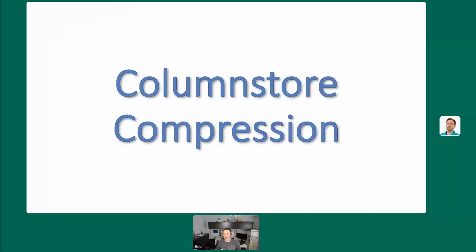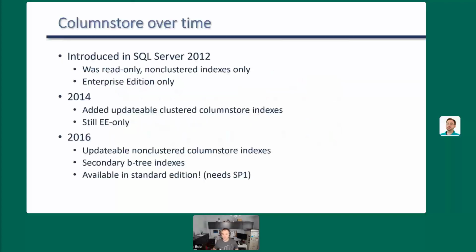Let's talk about the newer hotness than row and page compression, right? I still love row and page compression, but we need to talk about some column store too. Column store has, of course, changed a lot over the years. It was introduced in SQL Server 2012. At that point, it was for non-clustered indexes only, and it was read only, so you couldn't update it at all, and it only worked in Enterprise Edition.